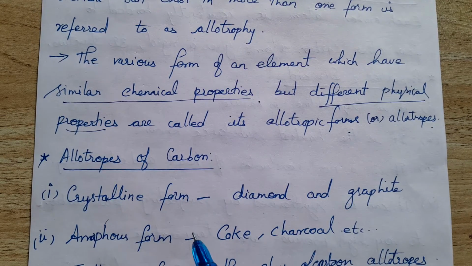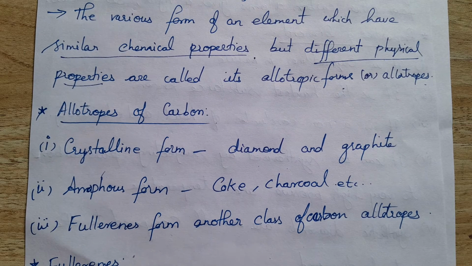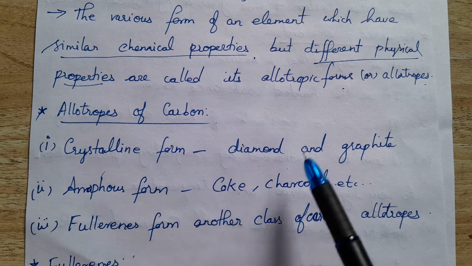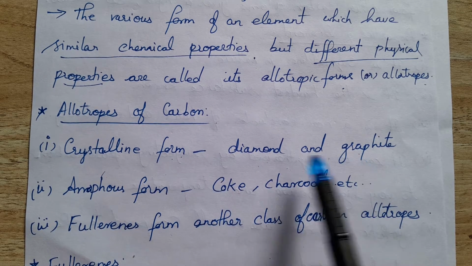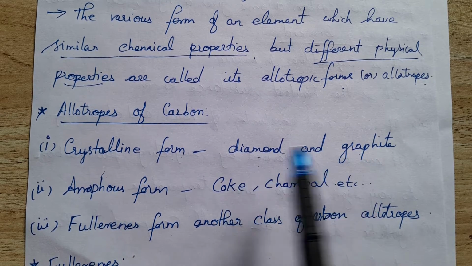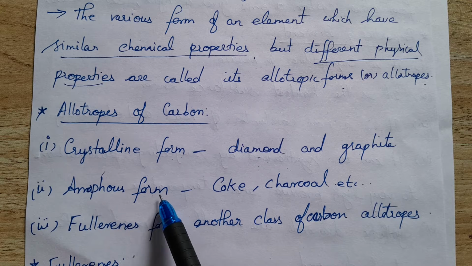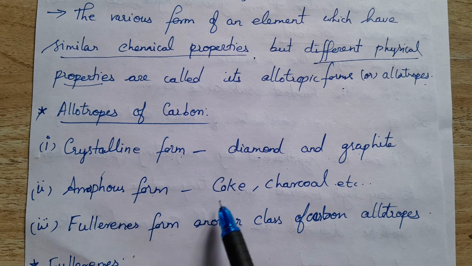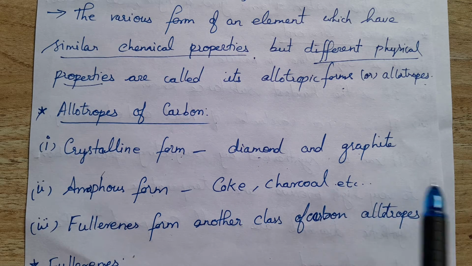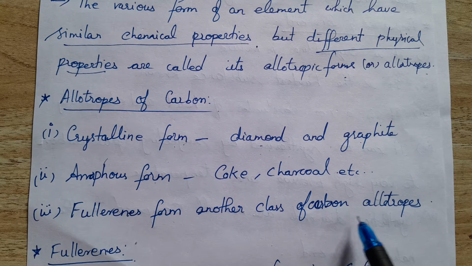So allotropes of carbon. The allotropes of carbon exist in three different forms. The crystalline forms of allotropes are diamond and graphite. These two, diamond and graphite, are the allotropes of carbon. And in amorphous form, that is not crystalline in nature, it does not have any structure. So that is coke, charcoal, etc. Then fullerenes form another class of carbon allotropes.